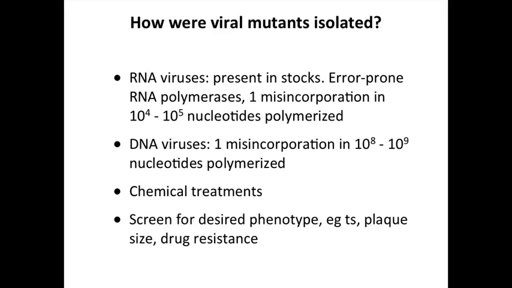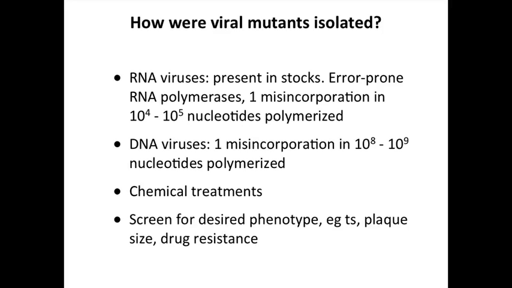As I said earlier, and we will come back to this many times, RNA virus polymerases are highly error-prone. They make one misincorporation in every 10,000 to 100,000 nucleotides that they polymerize, and they don't correct these errors. So when you just grow up a stock of influenza virus, it's not one virus, it's a collection of mutants. And all you have to do is apply the right selection to get the mutant out you want. If you want a viral mutant resistant to an antibody or a drug, you just apply selection and you can easily get it from a stock of RNA viruses.